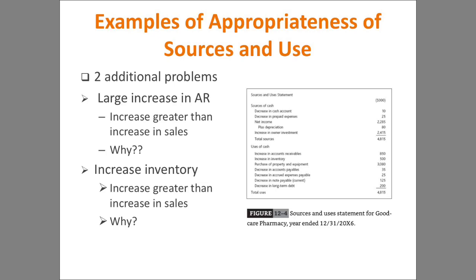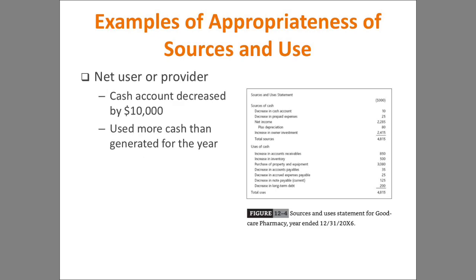Are we not tough enough in collecting? Are we a little bit too lenient on what people's charge limits are? Are we not getting paid by our third-party payers? And also, do we not have a way to manage our inventory? And so, because of all these things that occurred in this 2006 year, cash accounts decreased by 10,000.